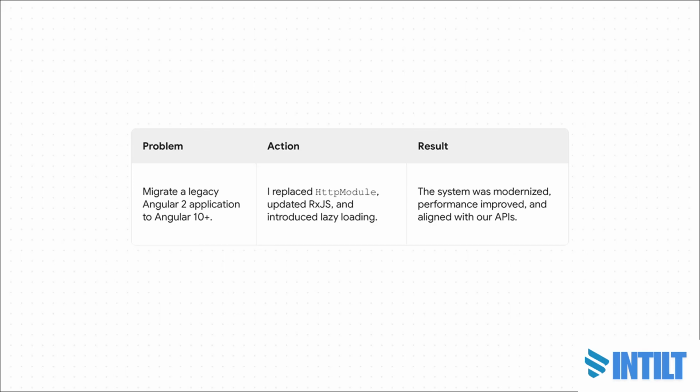The problem? We were stuck on an old Angular 2 app that desperately needed modernizing. The action? I personally replaced deprecated modules, updated all the RxJS syntax, and even introduced lazy loading for better performance. The result? We got a modern, much faster system that was perfectly aligned with our back-end APIs. In just a few sentences, you've turned a massive project into a clear story of success.